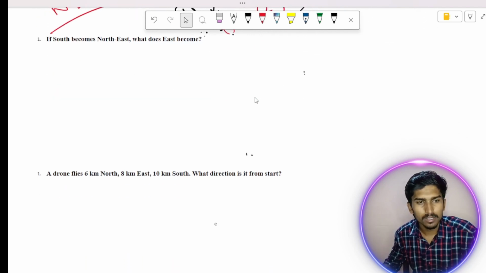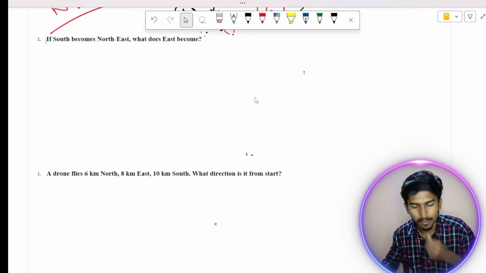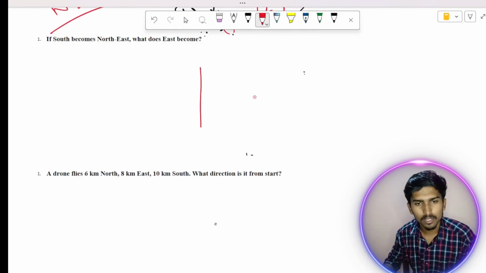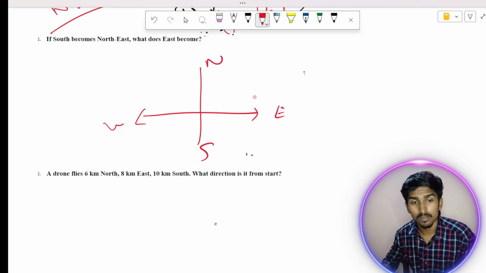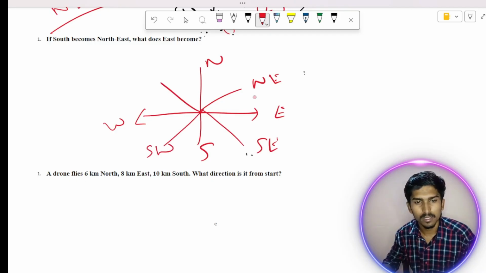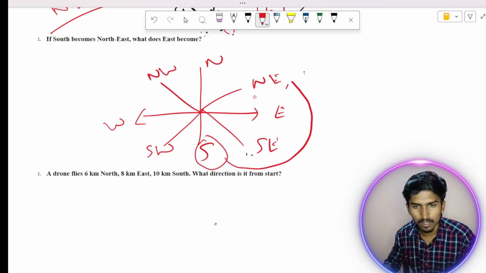Next question, let's go next. If south becomes northeast, what does east become? Again, in this type of question, you should make the diagram. Otherwise, you will get confused. If you should not get confused, you should make some diagram. Southwest. This is northwest. They're asking, if south becomes northeast, what does east become?